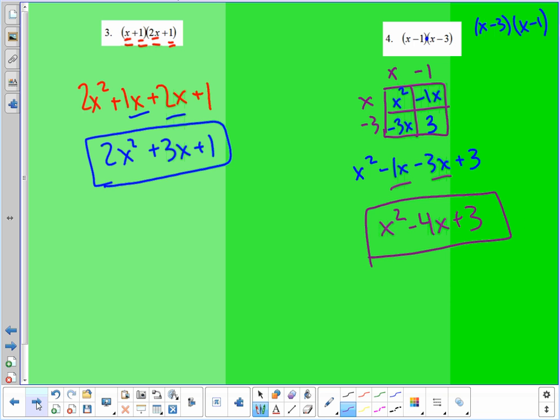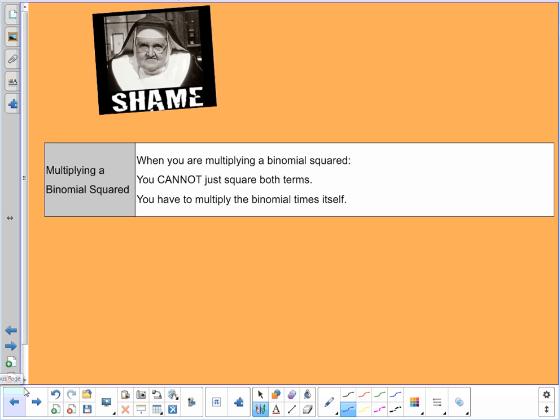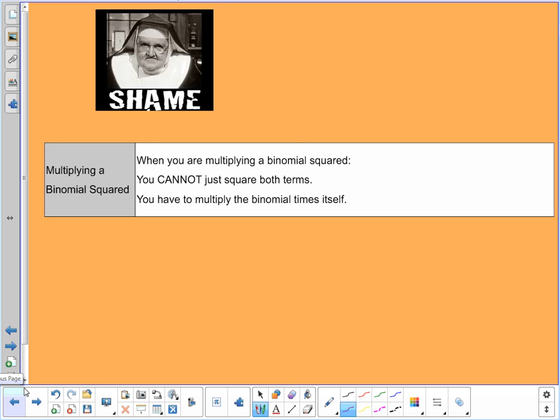All right. Now, when we multiply a binomial squared, we cannot just square both terms. That's when I will shame you. I will tell you that that is not okay. You do not just square both terms. You have to multiply the binomial times itself. You multiply the binomial times itself. So now let me show you what that looks like.